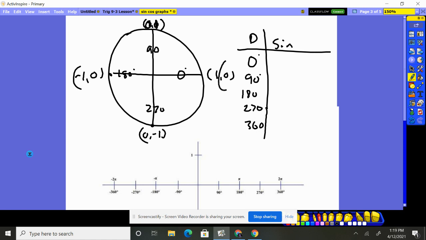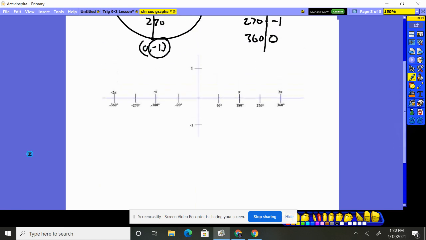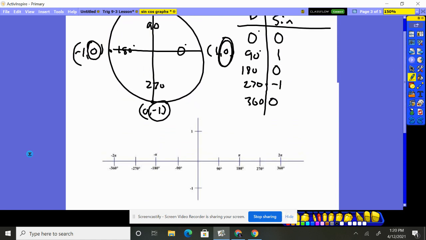0, what is the sine? The sine is the second value, so it's 0. 90, it was a 1. 180, its value is 0, because remember, the sine is always the second value, the second of the ordered pair. 270 is -1, 360 back at 0. So if we scroll down just a touch to graph this, 0 is 0, 90 is at 1, 180, you go up to a height of 0, 270, height of -1, 360, height of 0. And if I continue, -90, remember it goes that way, would be -1.